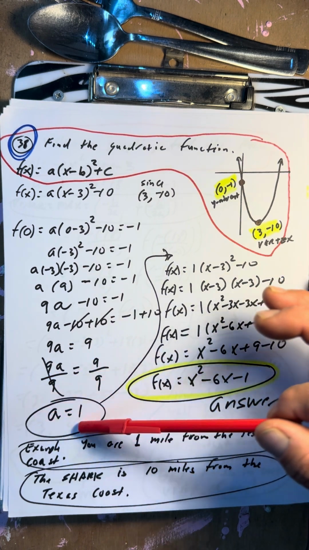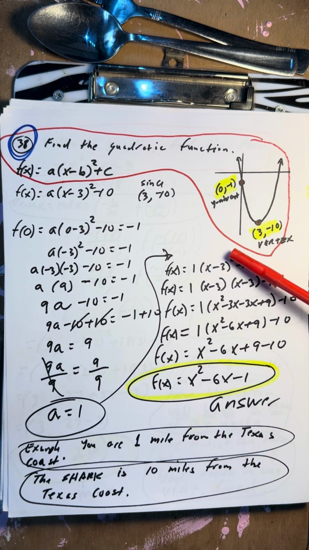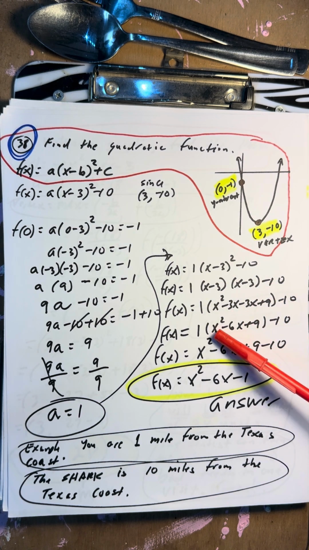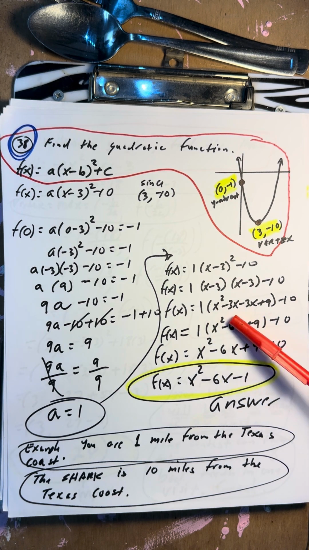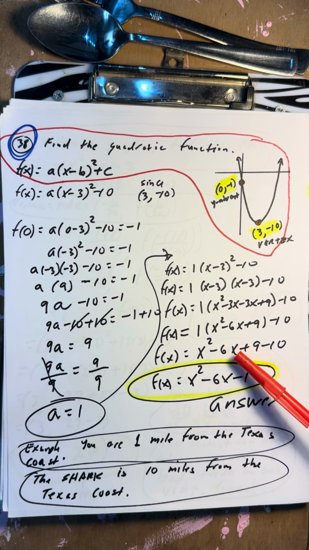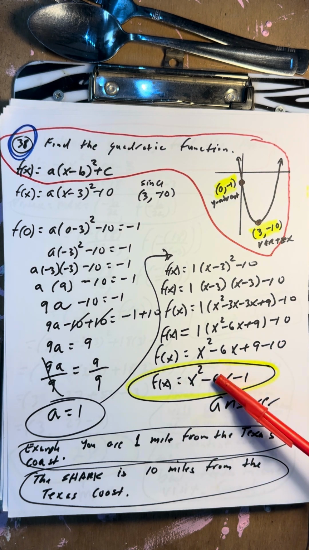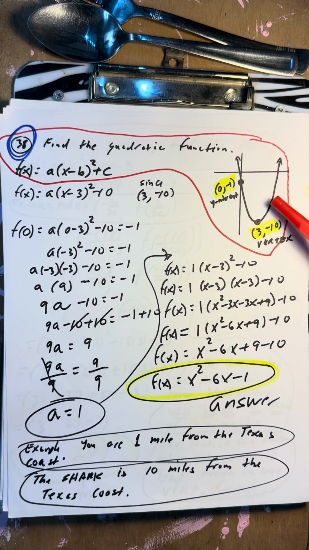So a equals 1. So now I know that f of x equals 1 times (x minus 3) squared minus 10. So x minus 3 squared is x squared minus 3x minus 3x plus 9. Put this together: x squared minus 6x plus 9. And then 1 times this gives you x squared minus 6x plus 9 minus 10. So f of x equals x squared minus 6x minus 1. That's the answer? Yep. So this point's right here. Put it in there, and it gives you this answer at the end.